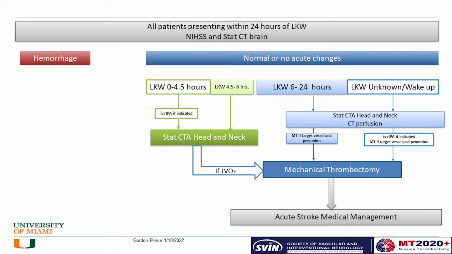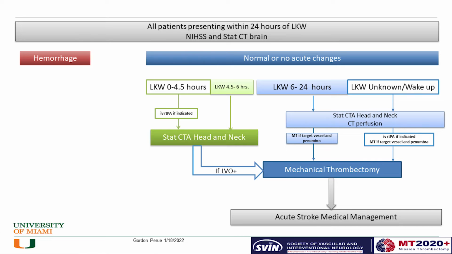So in summary, how do we select patients for mechanical thrombectomy? So patients present within 24 hours of last time seen well, should have an NIH stroke scale and a STAT CT brain. If we see hemorrhage, then we stop going down the large vessel occlusion pathway. If there is a normal CT brain or no acute changes, then we think about, when was this patient last time seen well? Are they in the 0 to 4.5 hour window? If so, we consider their eligibility for IV thrombolysis and then proceed to CTA.